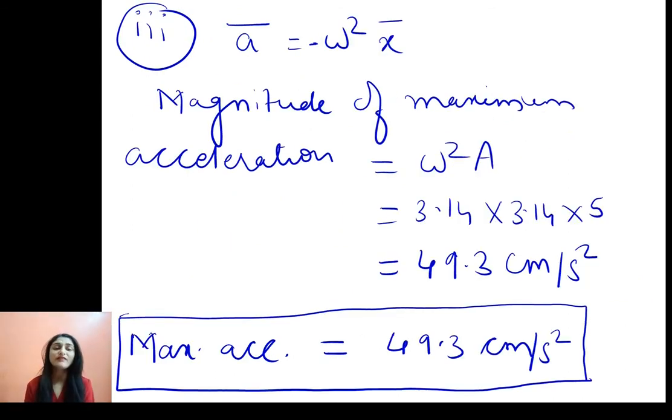The next thing to calculate is the maximum acceleration. Acceleration is given by minus omega square x. Maximum acceleration occurs when x equals the amplitude, so we replace x by a, the amplitude. We get maximum acceleration equals omega square a. Substituting the values of omega square and a, the acceleration comes to around 49.3.